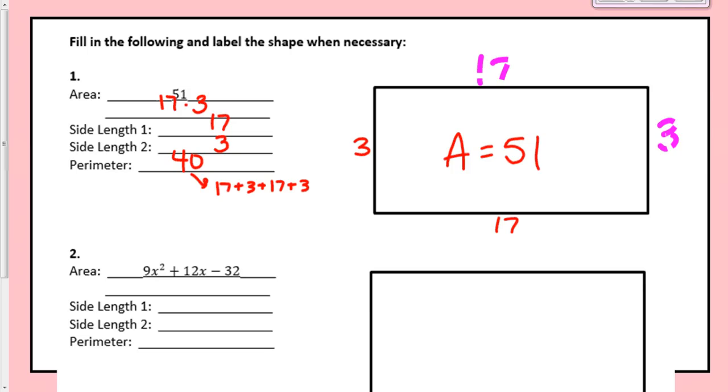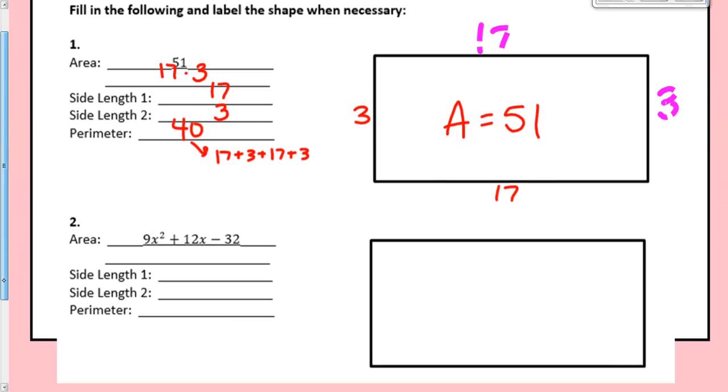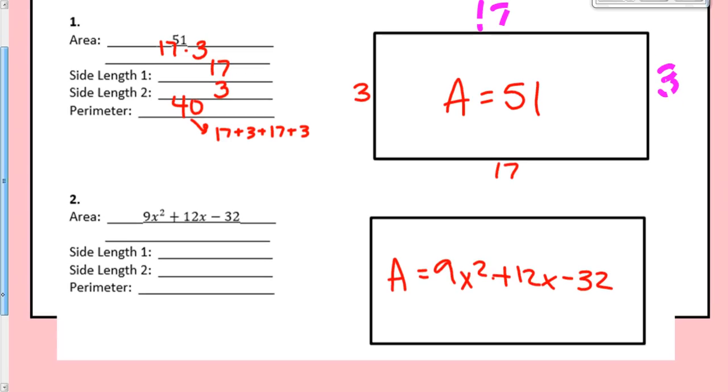So now, using that as kind of our barometer, let's look at the next problem. It's no different. This time I am telling you the area of this shape is 9x squared plus 12x minus 32. Okay? Now, the way I break this down into something times something is a little bit more complicated than I did at the top, right? It's not just, oh, what is it, 17 times 3? No, we actually have to sit here and do our steps, right?